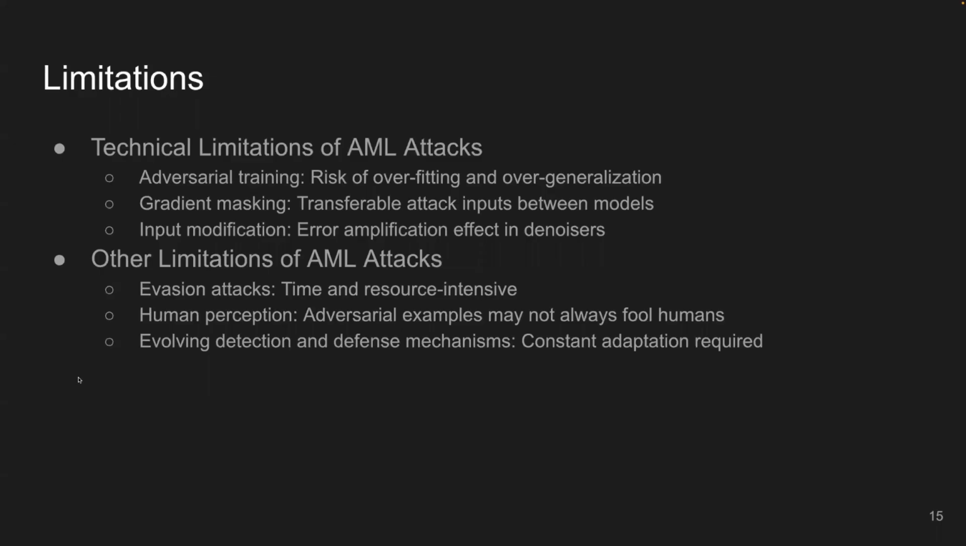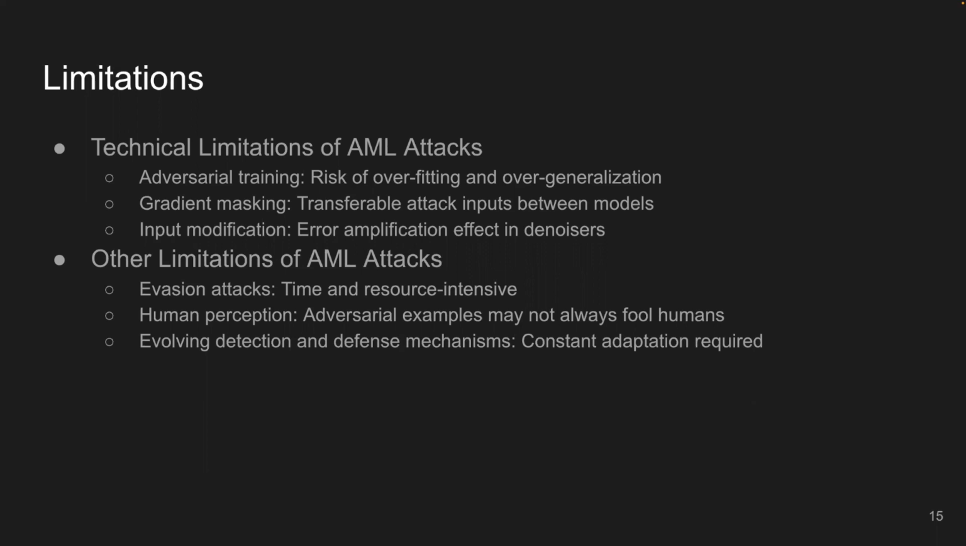So let's talk about the limitation part of the previous works. So AML attacks have several technical limitations. Adversarial training, while generally effective, can suffer from overfitting and overgeneralization. Gradient masking has the issue of transferable attack input between models, allowing the attacker to exploit a secondary model. Input modification, as reported by the previous work, can result in the error amplification effect, where residual adversarial noise is amplified, leading to incorrect classification.